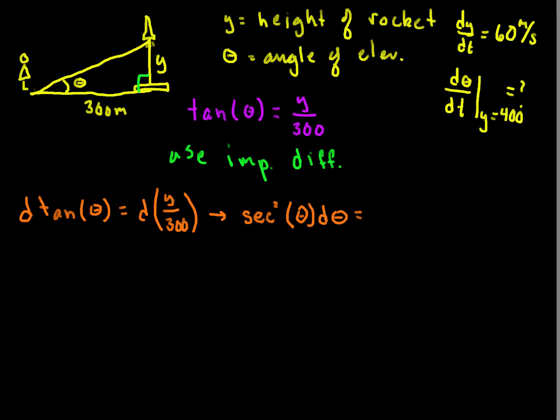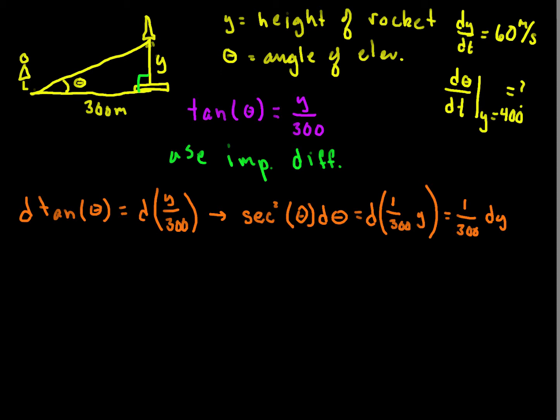It's tempting to think that this is a quotient rule, but remember y divided by 300 is just, because I see this too often, I'm going to write it out very slowly, 1 over 300 times y. That's y divided by 300. So this is really a constant, so this is 1 over 300 dy.